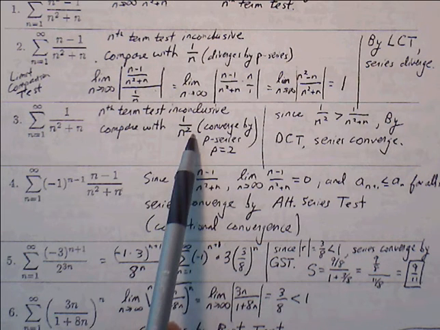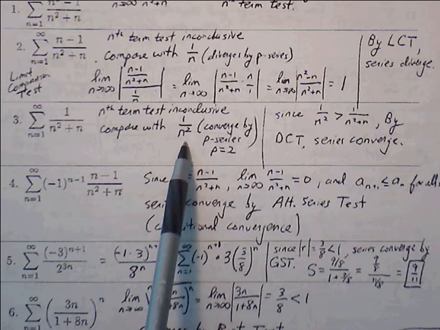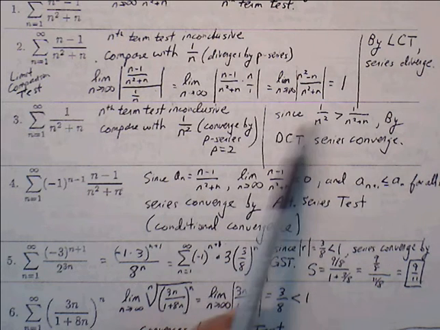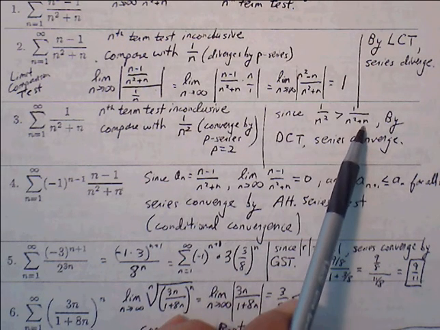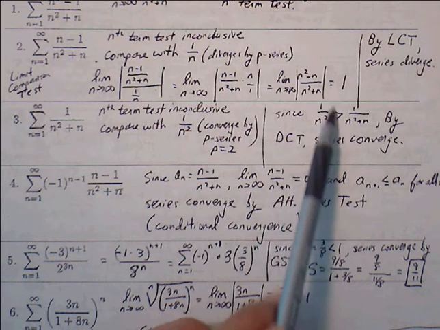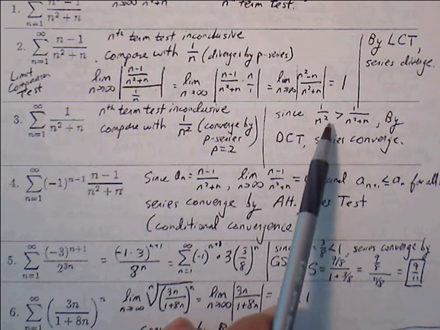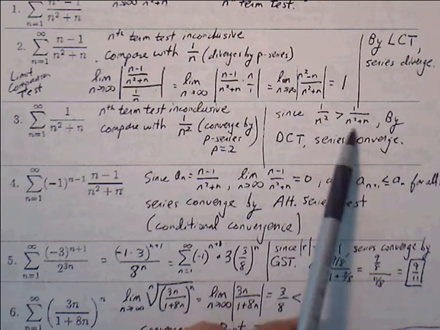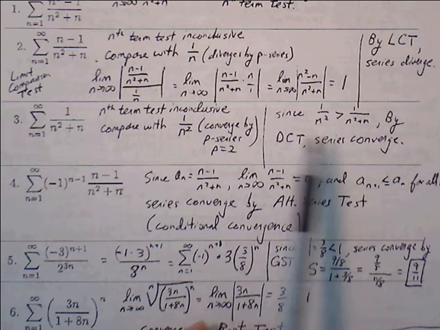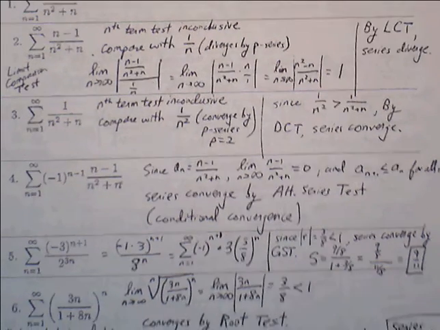So if we compare with 1 over n squared, we know that 1 over n squared is greater than 1 over n squared plus n. And because we know 1 over n squared converges, then any series that is less than 1 over n squared must also converge, and we can use the direct comparison test there.